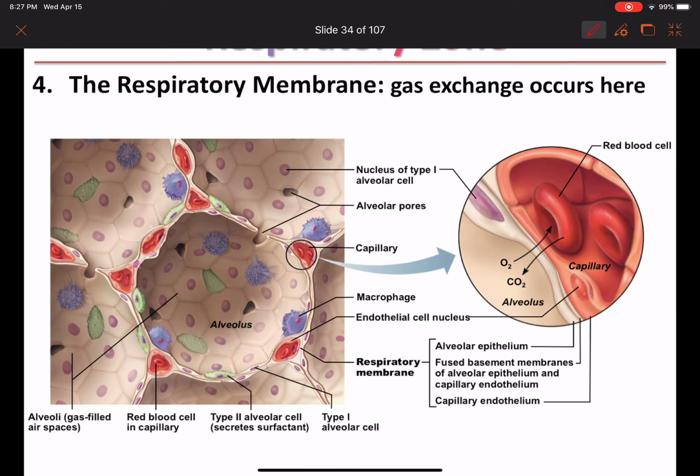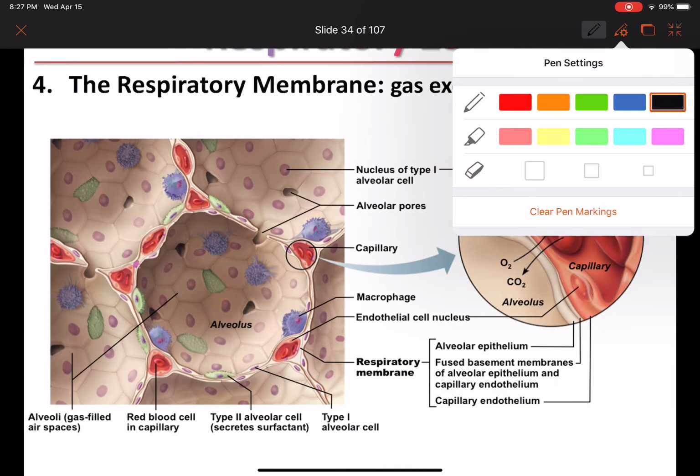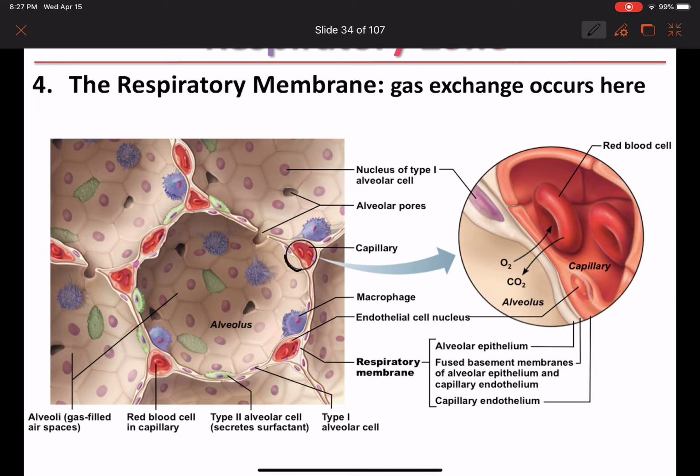So now we're going to focus in on the capillaries and their junction between the type 1 cells a little bit more closely. So if you look at this black circle right here that encircles the cross-section of a capillary, but also encircles a cross-section of one of our type 1 cells, or alveolar cells.